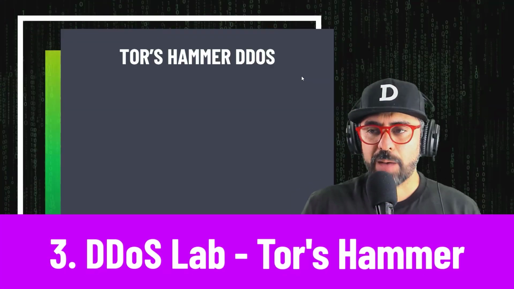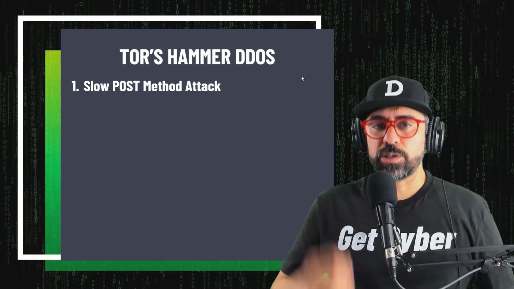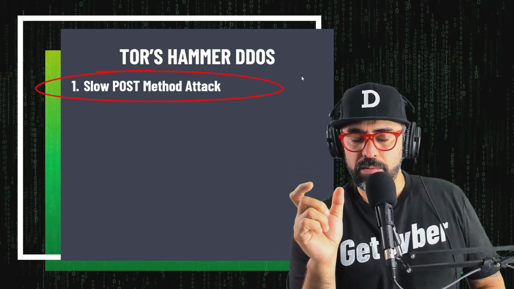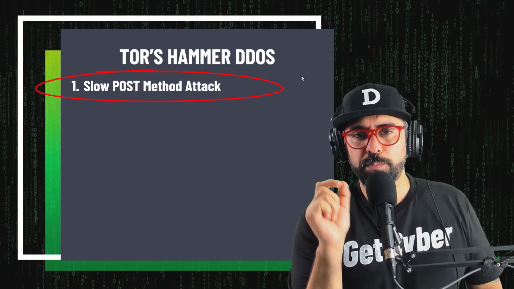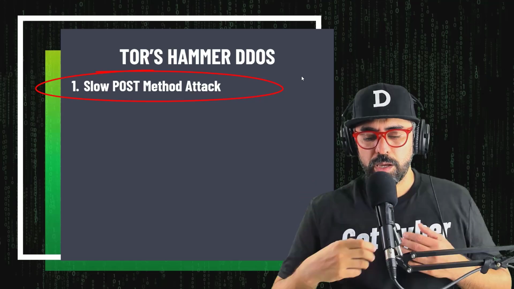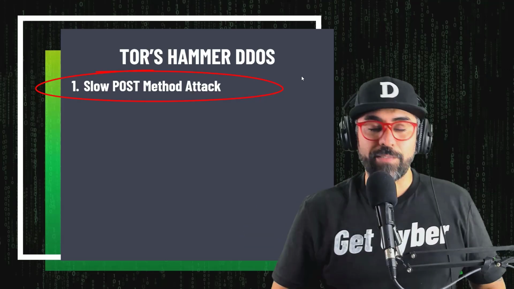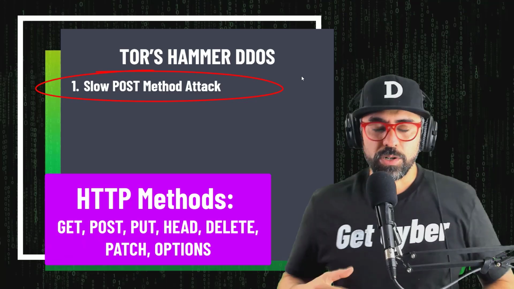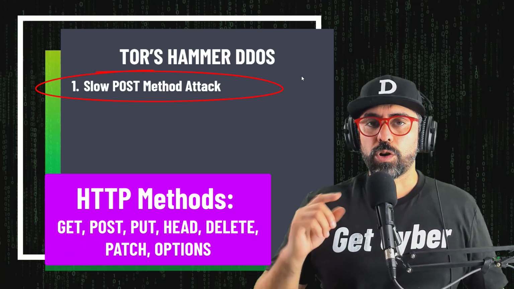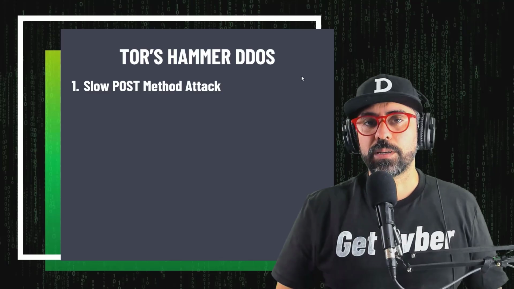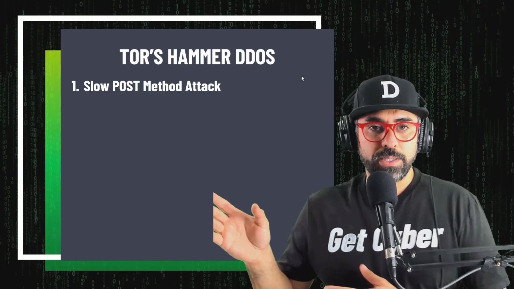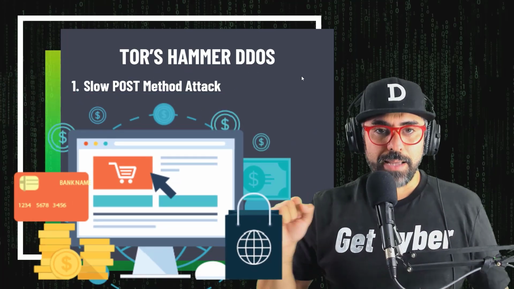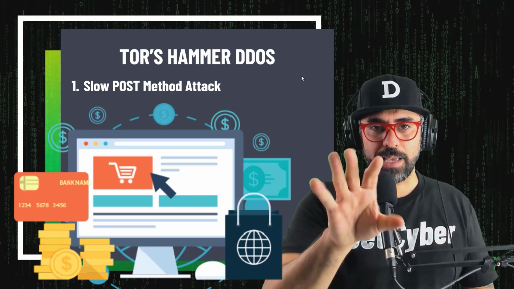All right, Thor's Hammer. Thor's Hammer is a slow POST attack, and I put POST in there as the method. So Thor's Hammer uses POST as the main method. In transmission, you have different methods: you have GET, POST, PUT, DELETE, etc. These are all different methods for communications. A GET, for example, is when you are requesting information from a website. You tell GET that information and it displays the HTML.